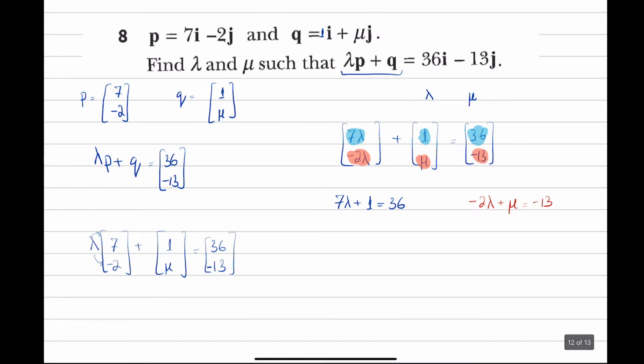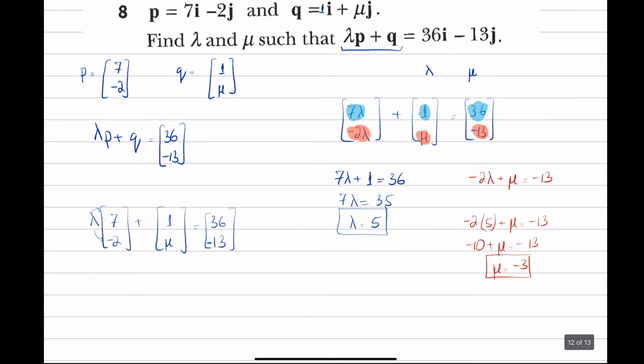If you look at the first equation, you can see that this equation is good enough for us to find the value of lambda. So 7 lambda equals to 35. Lambda equals to 35 upon 7, which is 5. And there you go, lambda ki value aa gayi. Now in order to find out the value of mu, we will plug in the value of lambda in the second equation. So that means minus 2 into 5 plus mu equals to negative 13. So minus 10 plus mu equals to negative 13, which means mu equals to minus 13 plus 10, which is minus 3. And there you go, we have our value of lambda and the value of mu.